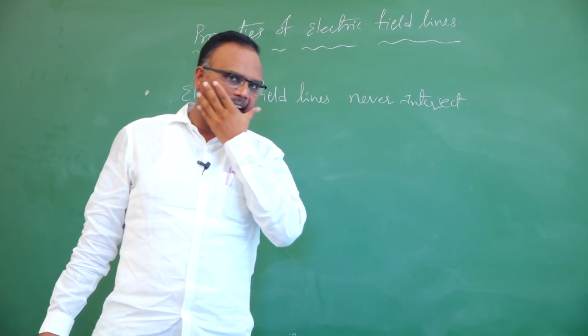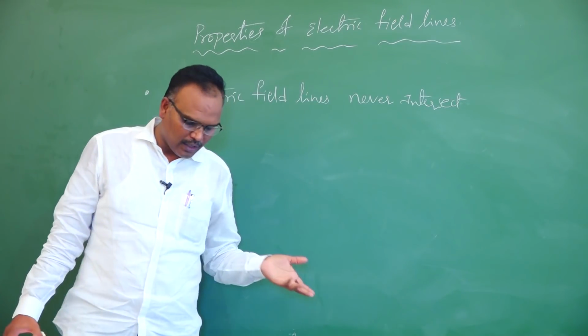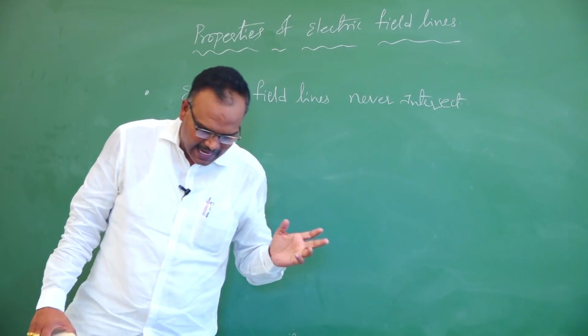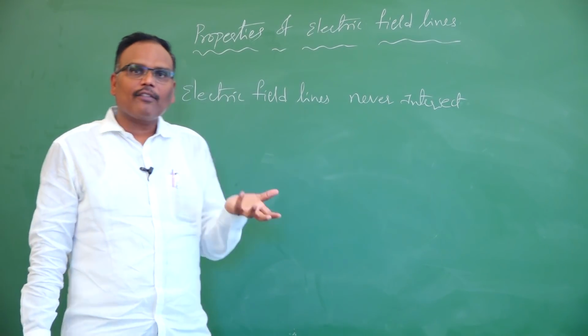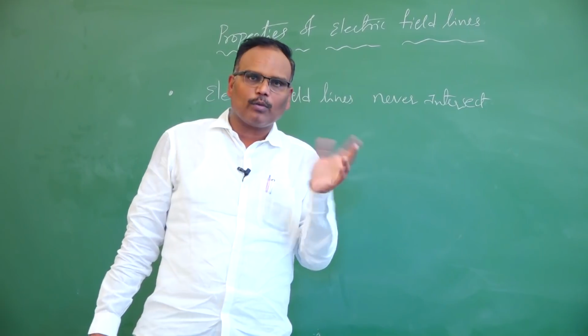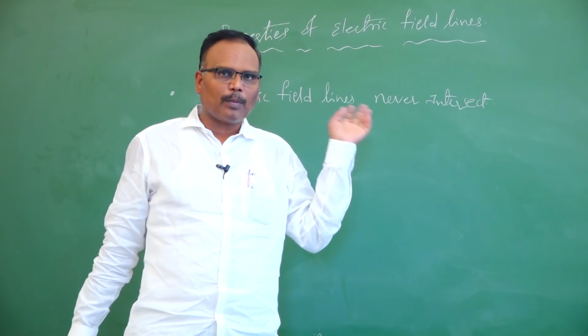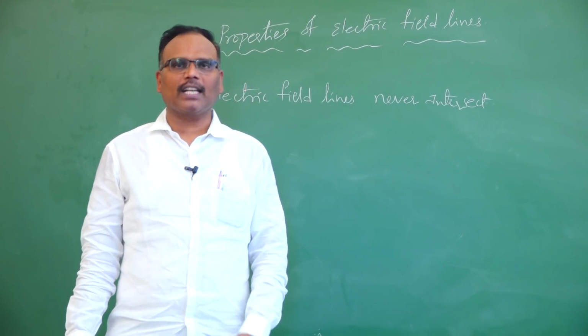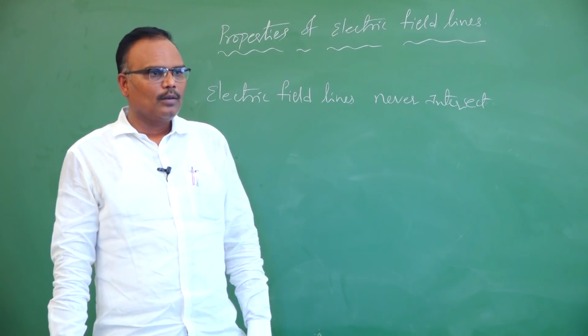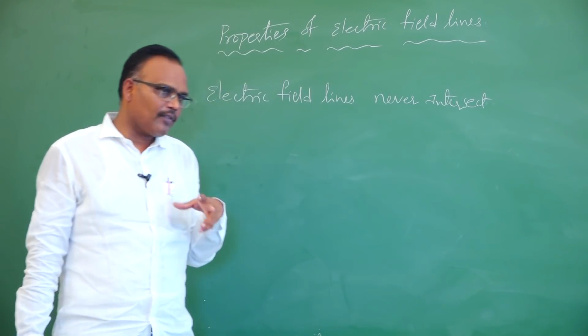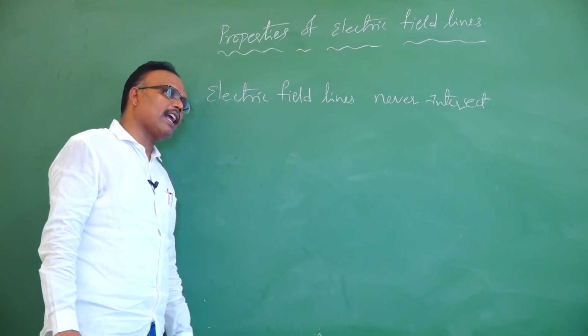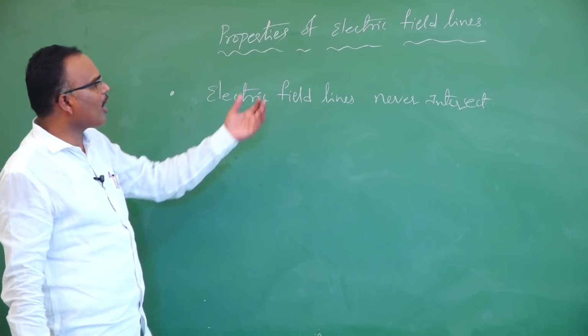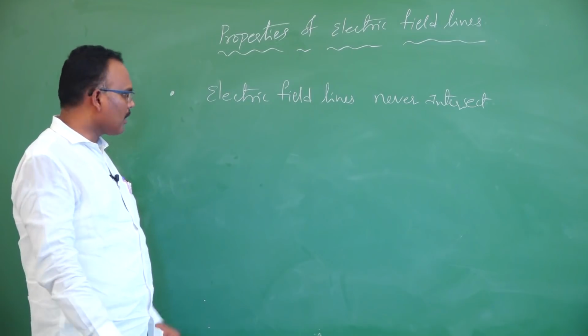Why are they not intersecting? How can you justify it? Because we have discussed that we don't know whether electric field lines actually exist or not. It is proposed by Faraday, but that is hypothetical. If you cannot visualize them with your naked eye, then how can you say they will not intersect at all? Reason is simple.